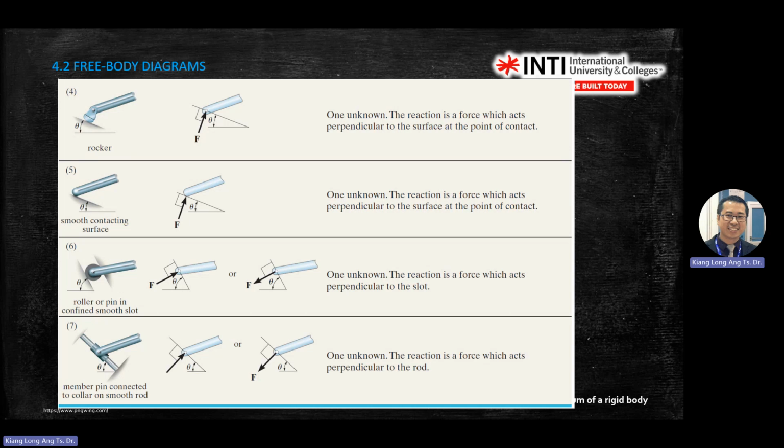So with this one, when you have one object, don't overthink. It only has one contact force. Don't draw another force in another direction. You only have one force here. Although it happens in the slot, you only need to consider that there's one contact force in the slot.